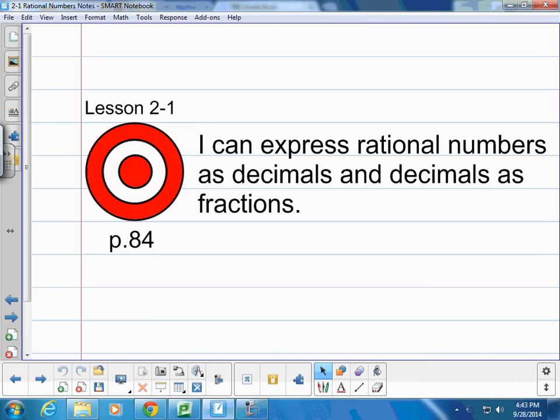Let's get to your first lesson in Chapter 2. We are starting on page 84 in your textbook, and this is "I can express rational numbers as decimals and decimals as fractions." This is kind of a vocab-rich chapter with words that you're going to want to know what they mean, starting with rational numbers.